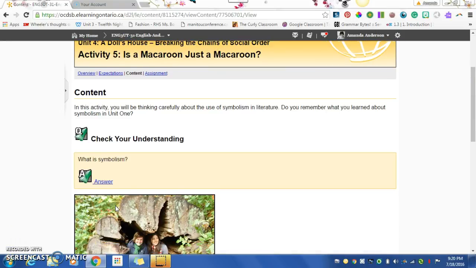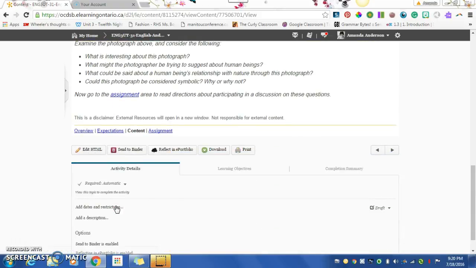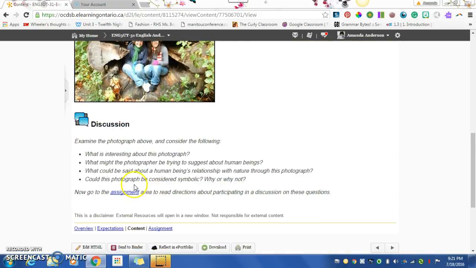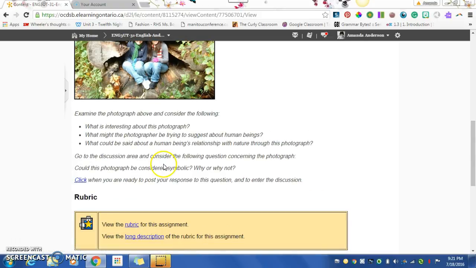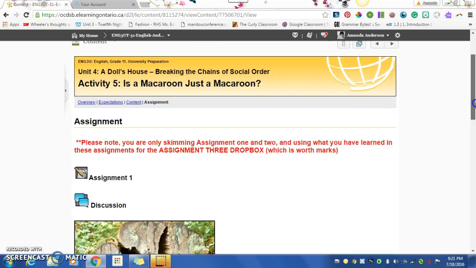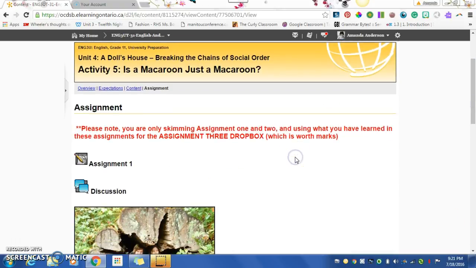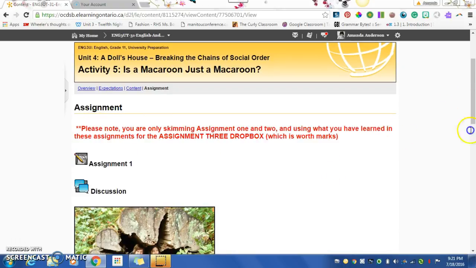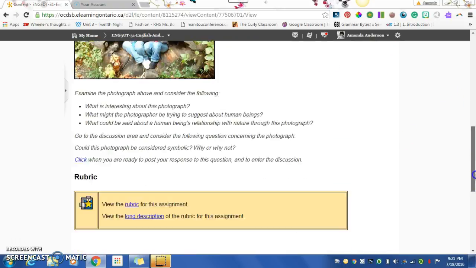So Activity 5 is all about symbolism, so there's a little brief symbolism blurb here. I'm guessing you've talked about symbolism in your other courses, and we're not doing this discussion here. So there's kind of secretly some content in the assignment page. So if we go to the assignment page, it says here, big red, I'm hoping that it's obvious enough, you're just doing the Assignment 3 Dropbox.